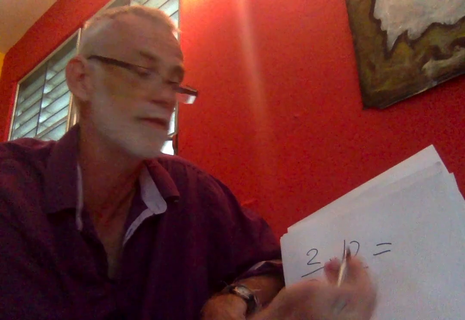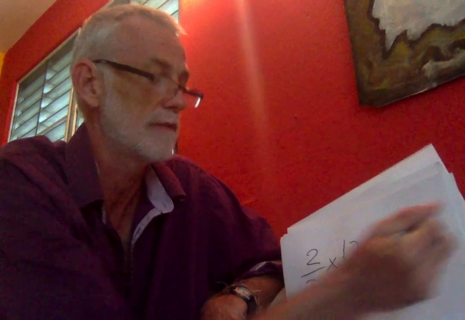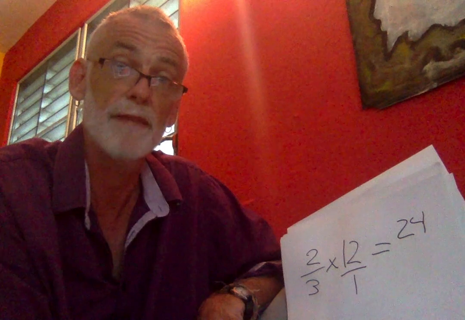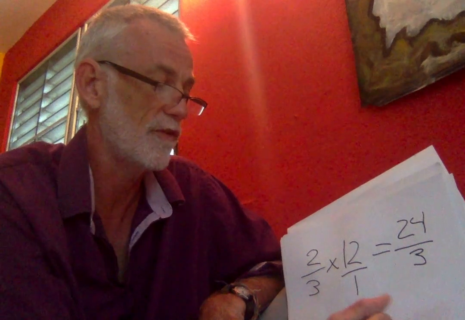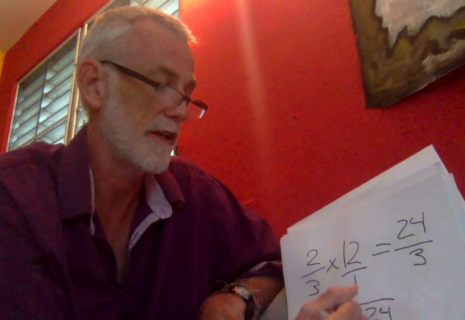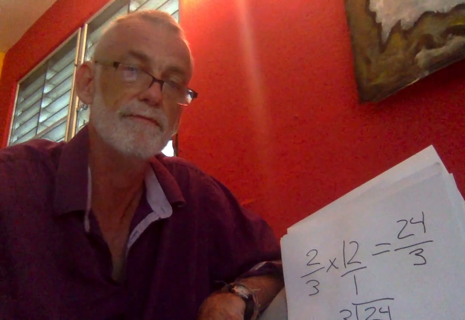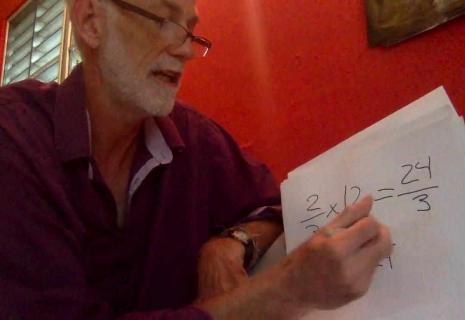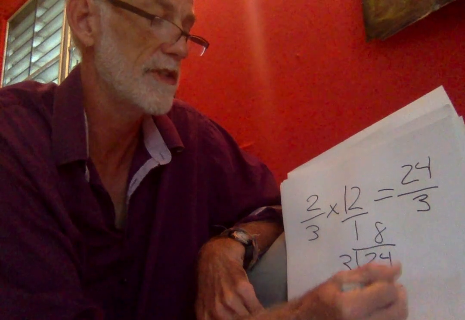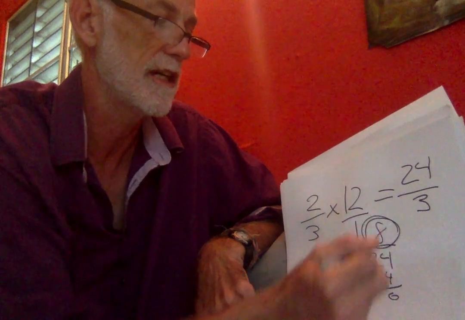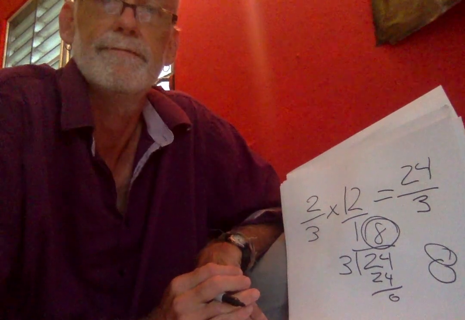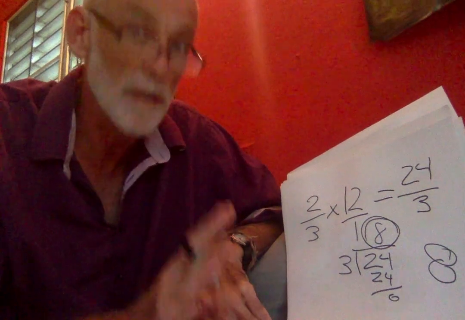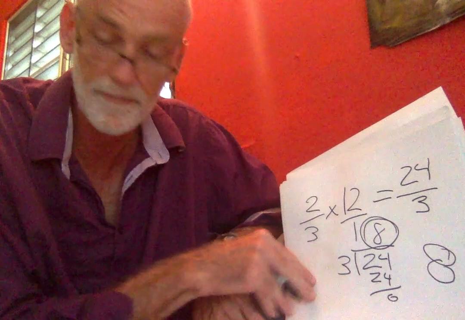Multiply the top two numbers, 24. Multiply the bottom numbers, 3. 24 divided by 3 is 8. There's no remainder, so your answer is 8. Right? All good? Questions? Post questions below.